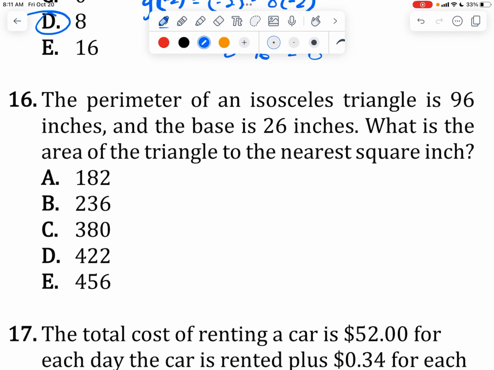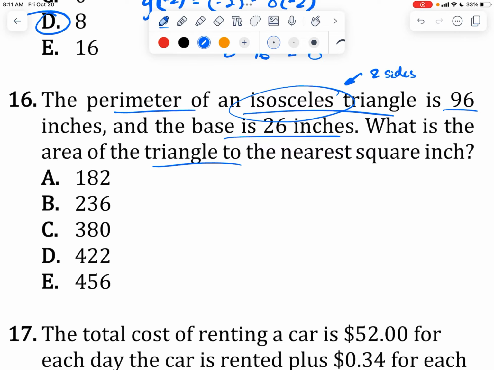Hence option D. So the perimeter of an isosceles triangle is 96 inches and the base is 26 inches. What is the area of the triangle to the nearest square inch? So first of all, what is an isosceles triangle? It's a triangle where any two side lengths are equivalent. Two sides, same length.